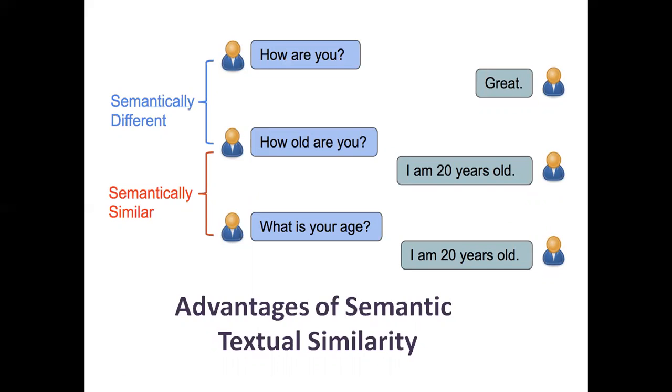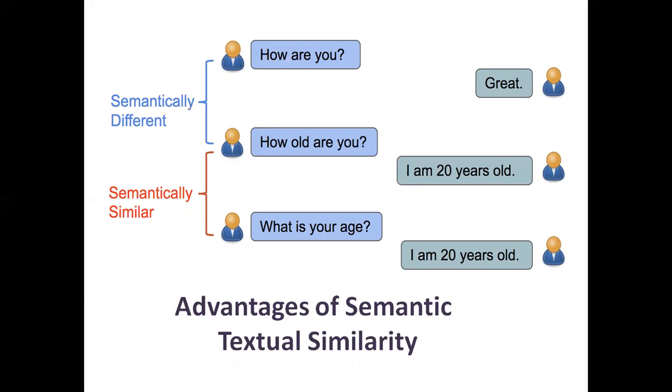Here we can see a small idea: how are you, how old are you, what is your age? There are 3 questions in this picture. While we're looking at the 3 questions, the first 2 questions are semantically different. When a person asks us, how are you? We'll say, I am fine, or I'm great, I'm doing good, etc. How old are you? That means we have to specify our age. I'm 20 years old or 19 years old, etc.